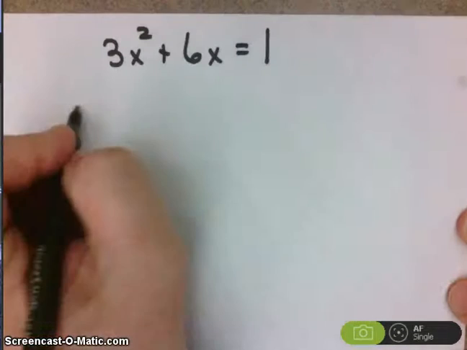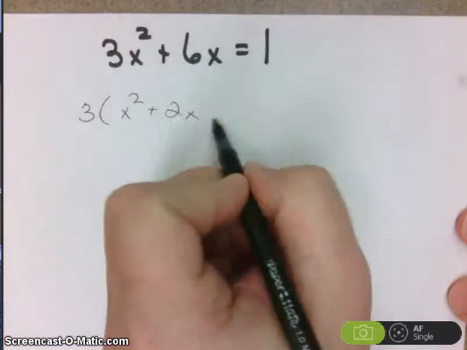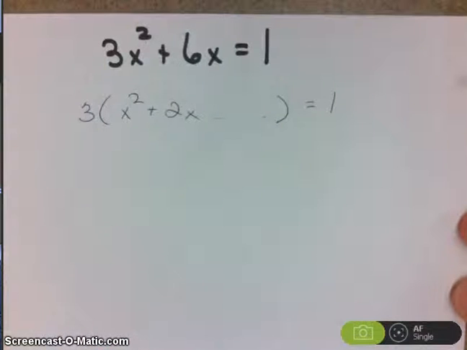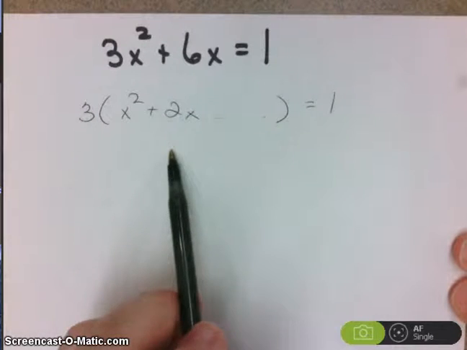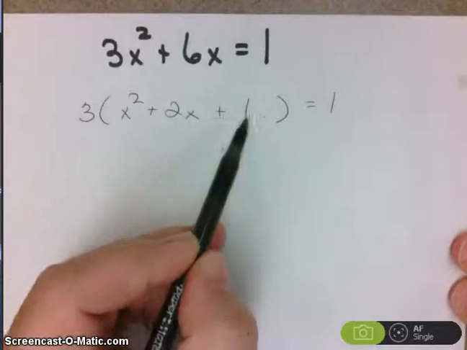Alright, so I'm going to pull 3 out here, and I'm going to get x squared plus 2x, and I'm going to go ahead and leave that space for my new c, and I'm going to leave that as 1. So now I'm going to complete this square by adding 1. 2 divided by 2 is 1, 1 squared is 1.